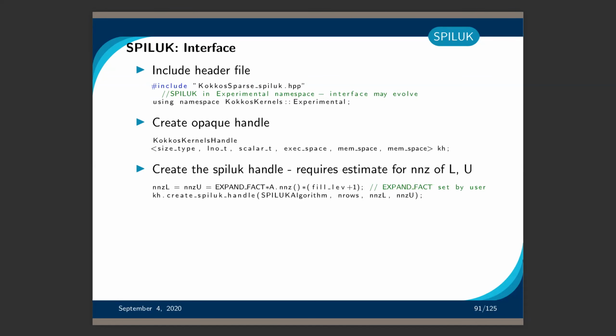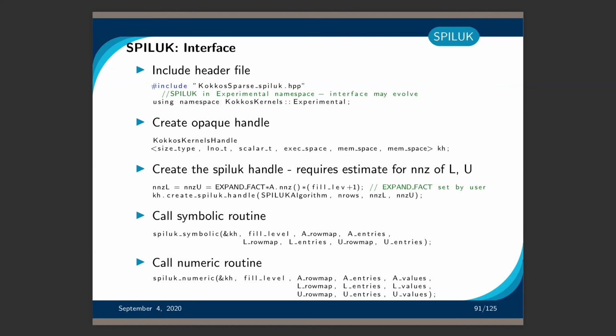So pass arguments for the algorithm option, the number of rows of matrix A, and estimates for the number of non-zeros in L and U. Users are required to provide the estimates. Then call the symbolic routine, and a numeric routine, which completes the factorization of the matrix.